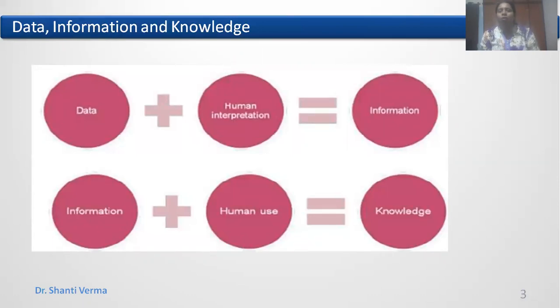Let's first discuss the relationship between data, information and knowledge. As we saw in our previous lecture, information is derived from data. In this figure you can see that when we add some human interpretation to data, information is derived. And when we add some human use to information, knowledge is derived. So we can say information is derived from data and knowledge is derived from information.